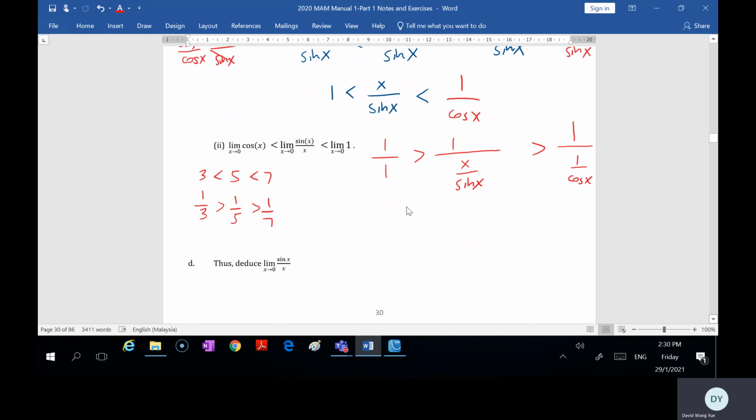Okay, so we have 1 bigger than sin x over x bigger than cosine x. So as we take the limit of cosine x as x goes to 0, it should be less than the limit of sin x over x, less than the limit of 1.